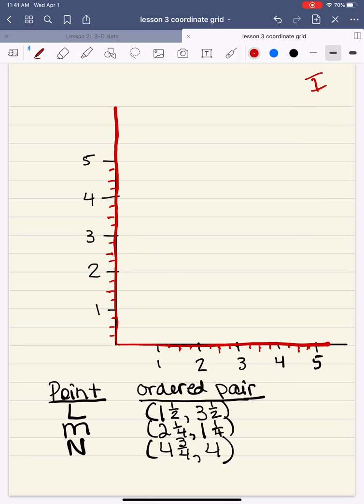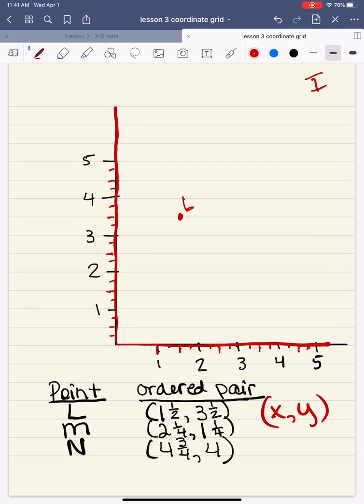Okay, so let's put where point L would be. Remember, it still goes x first and then y. So x is at 1.5. So here's the 1, and then here would be halfway, and then I'll be going up 3.5. So up to 3 and then half more would be here. So that would be point L.